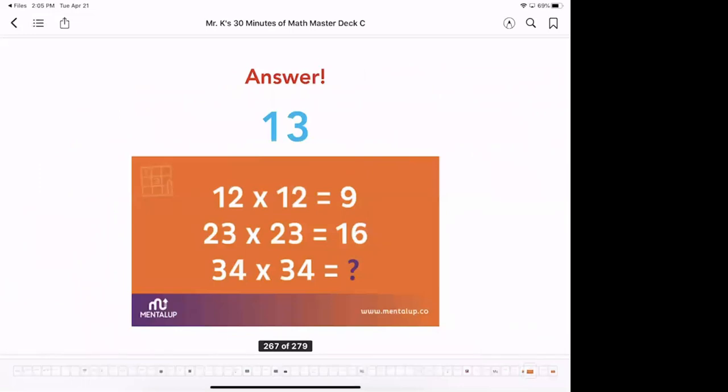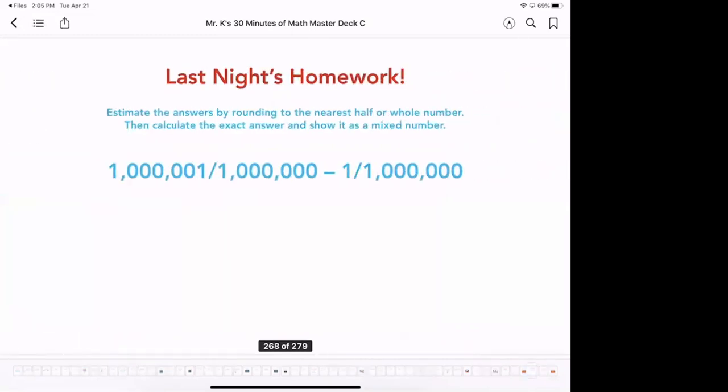So that was a pretty good one. You could try it out on friends or family and see if they can figure it out. All right, let's dive into our homework from last night.